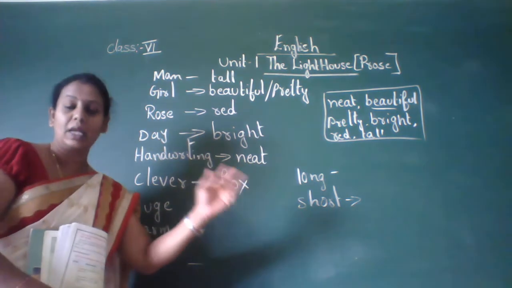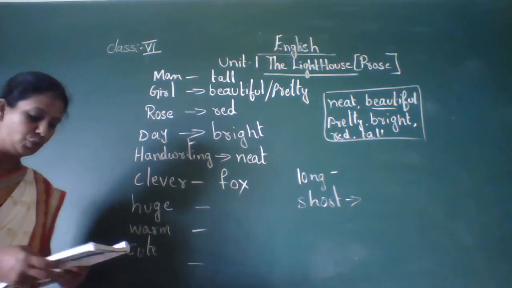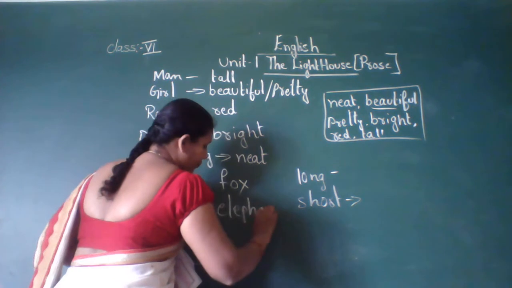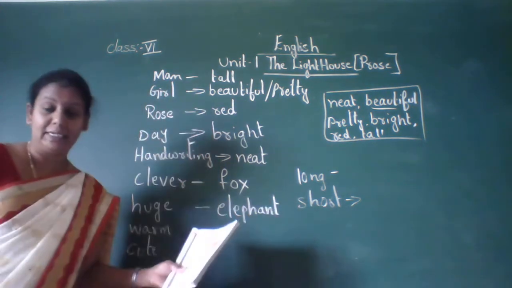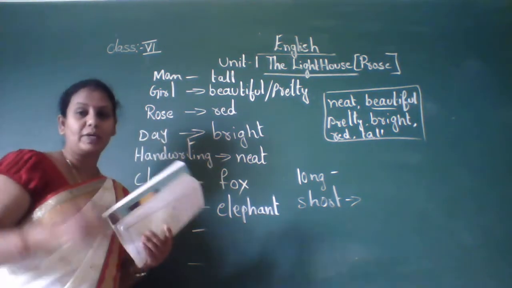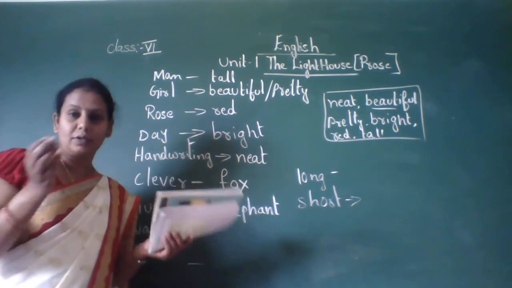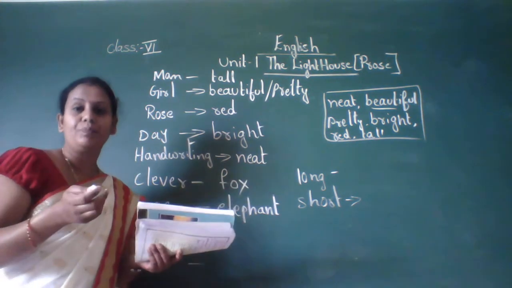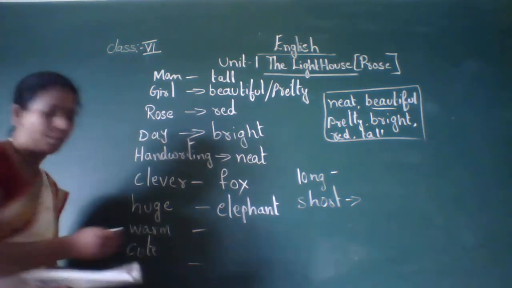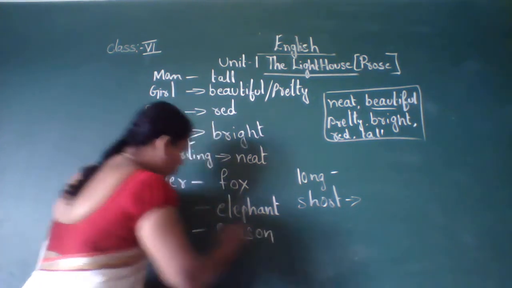Fox is a clever animal. Isn't it? Huge. Elephant is a huge animal. Huge means big. Okay. Then warm. Season. When we want to describe a season, we use warm. Summer season or winter season, rainy season, like that. So to describe a season, you can use warm.